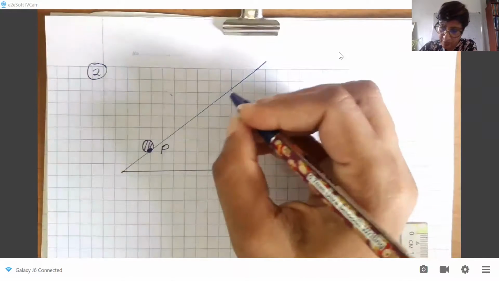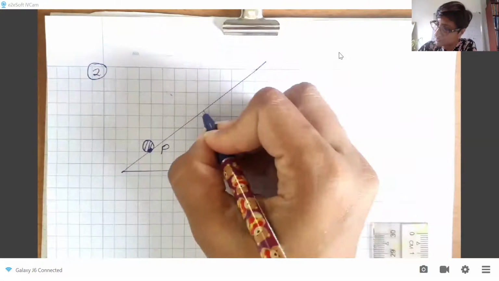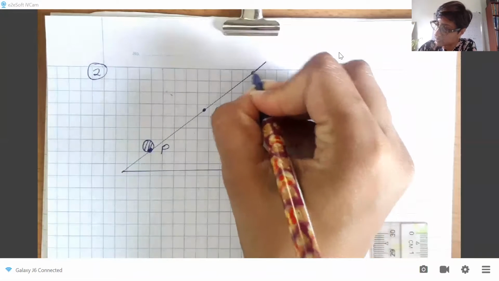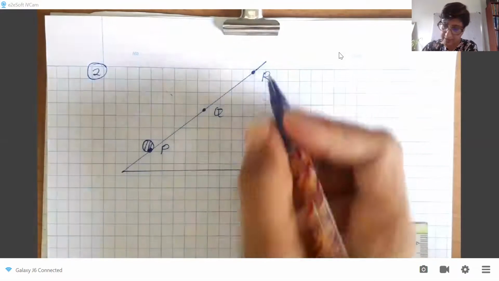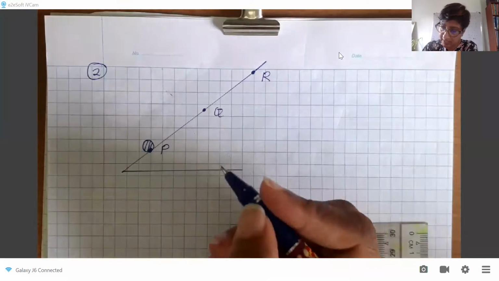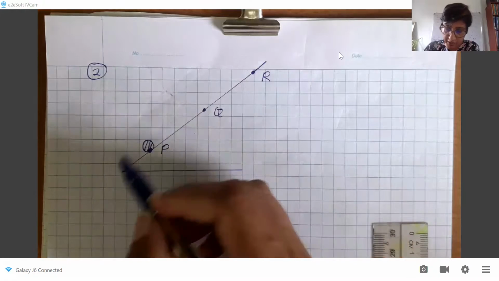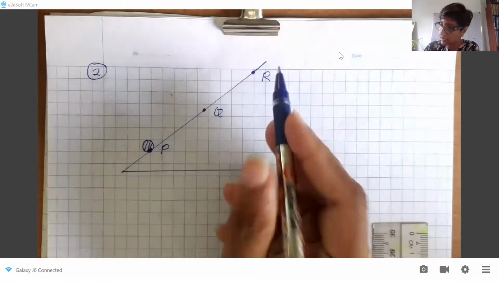The distances PQ and QR are both given. So you have Q somewhere here, and then R somewhere here. They are the same distance, both 0.8, 0.8. The particle takes 0.6 seconds to travel from P to Q and 1 second from Q to R.